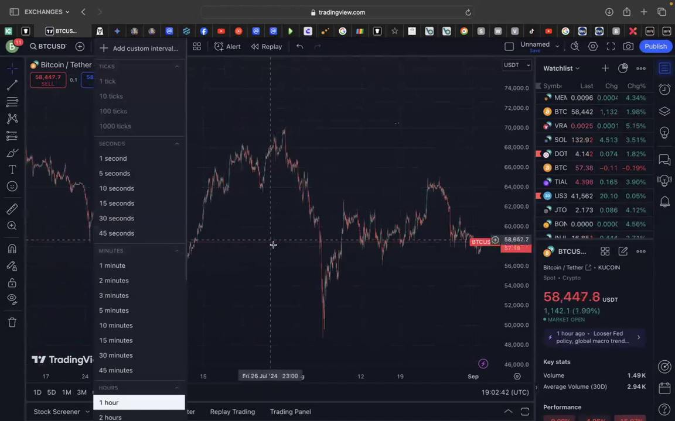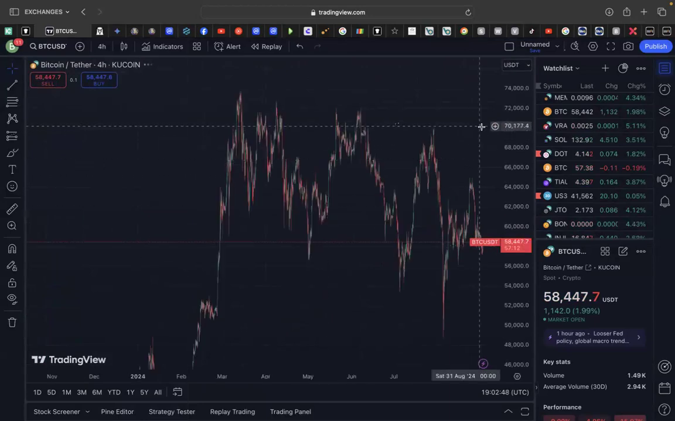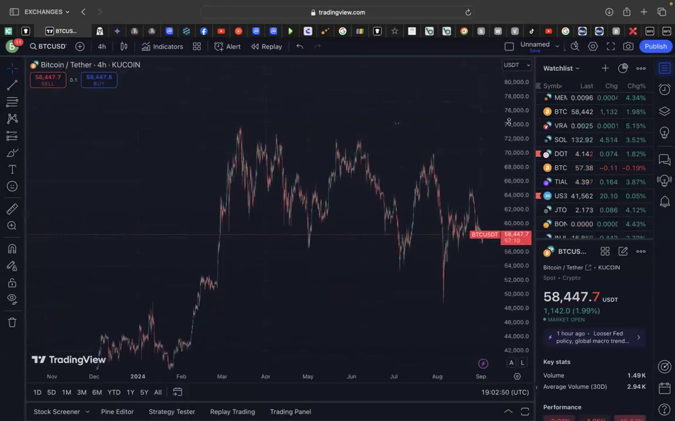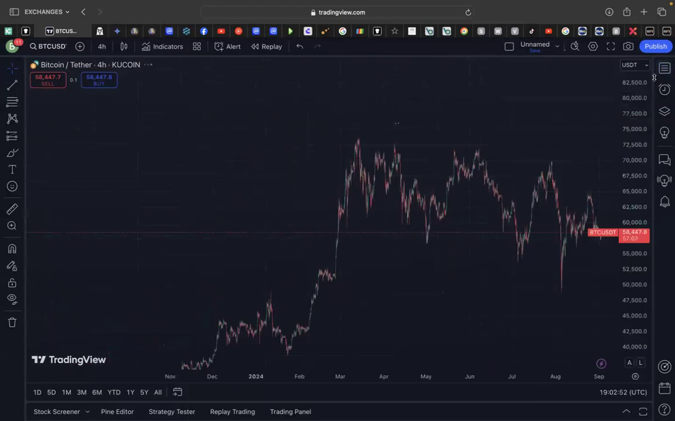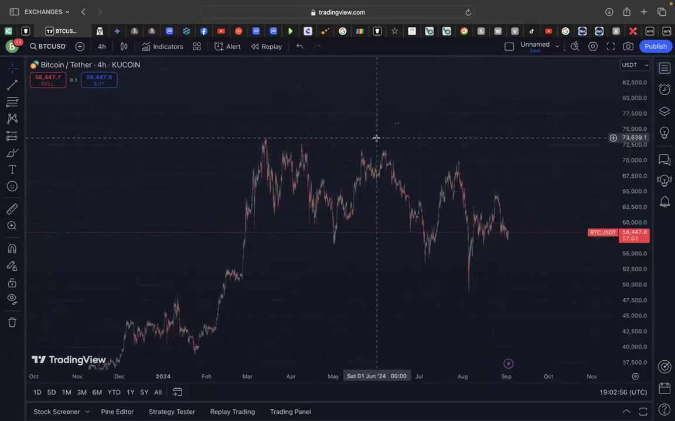Let me move up to the 4-hour chart, a much bigger chart. Collapse this. Now we're looking at the actual chart. This is the clean chart. There's nothing here, no moving average, nothing. It is just the clean Bitcoin chart with nothing on it. No support, no resistance, nothing.